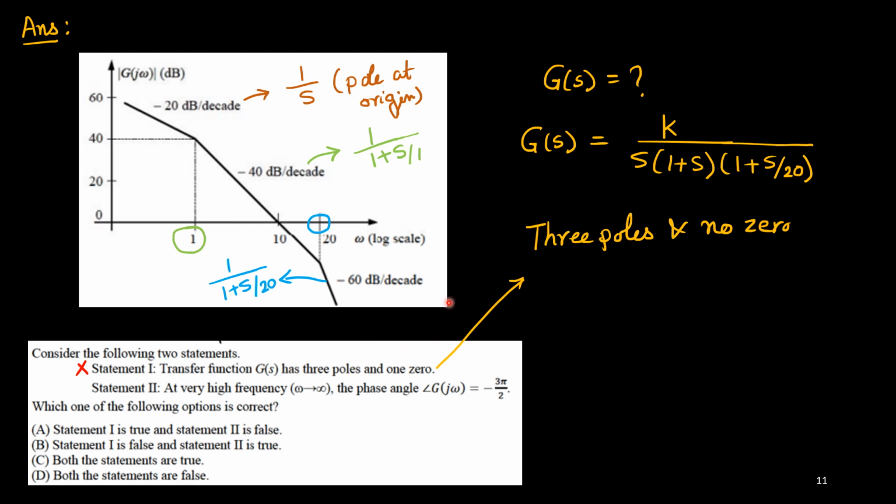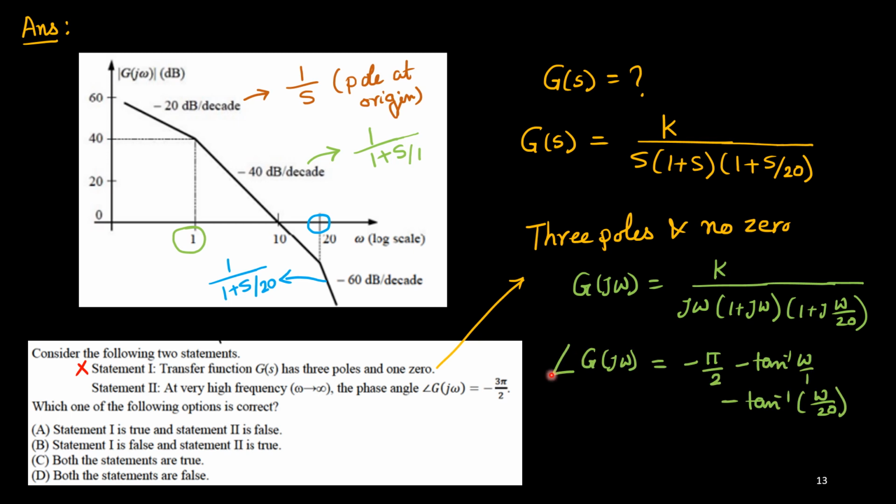Now the second statement: at very high frequency, meaning omega tends to infinity, the phase angle of G of j omega is minus 3 pi by 2. So we need to find the phase angle. From G of s, if I replace s by j omega, I get G of j omega. Everywhere I replace s by j omega. So it is k, this is j omega, 1 plus j omega, this is 1 plus j omega by 20. So this is one complex function. Easily we can find the magnitude and phase. So what is the phase? This is the angle of G of j omega.